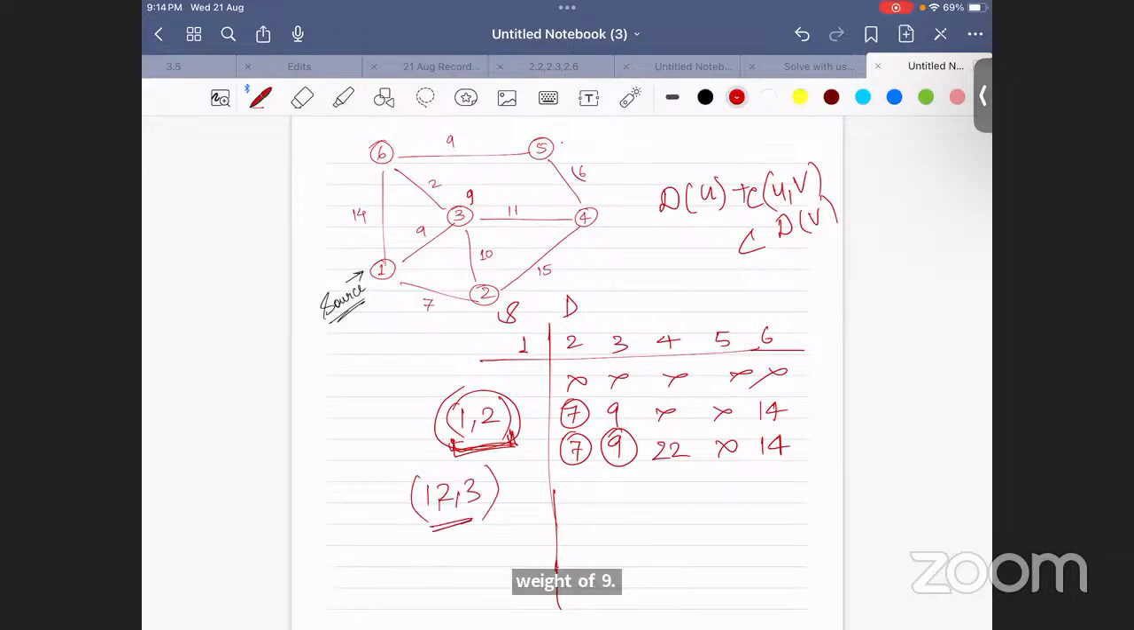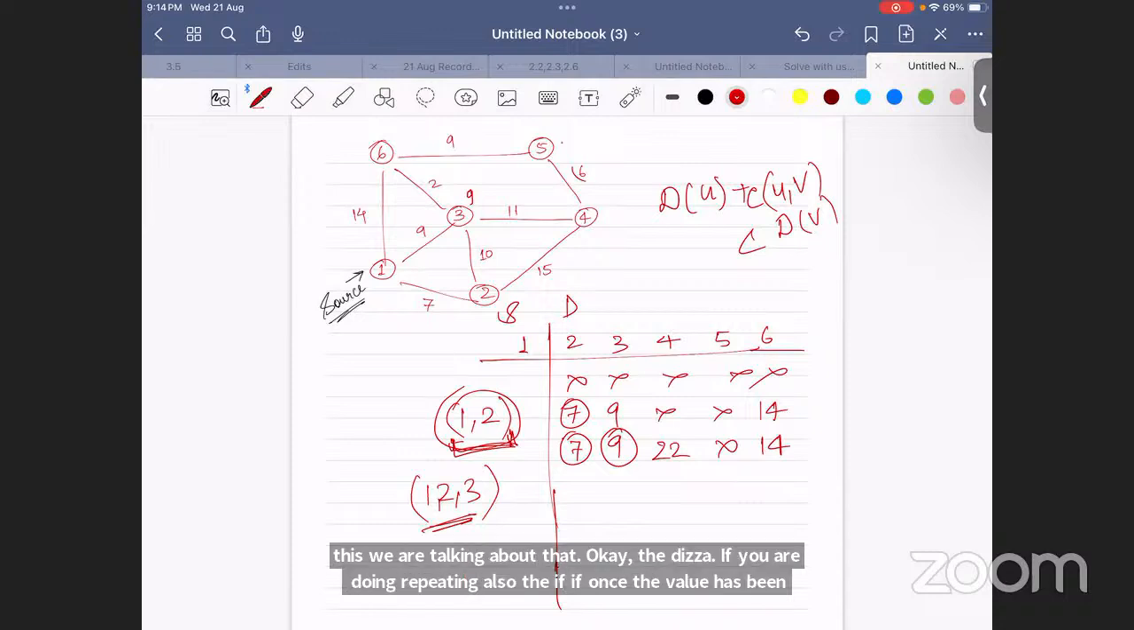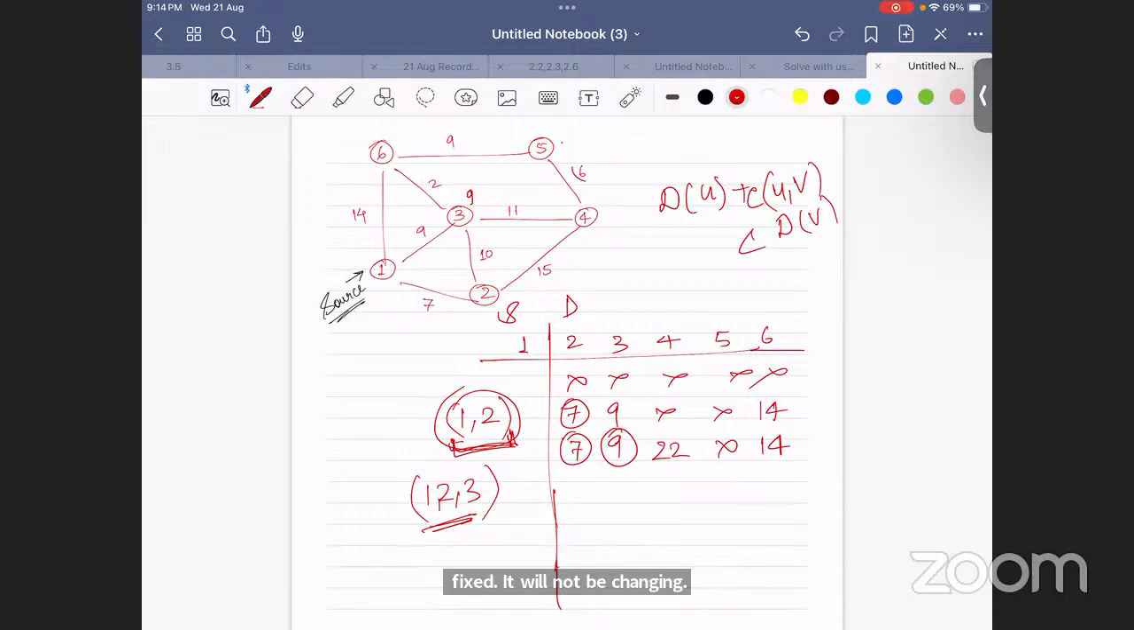In the next iteration you'll be using 1, 2, 3. This will be the third iteration. And we are talking about Dijkstra. Okay, so in Dijkstra, even if you are repeating, once the value has been fixed, it will not be changing because you don't have any negative cycle here. Even a negative edge is not there. So the weight will not change.